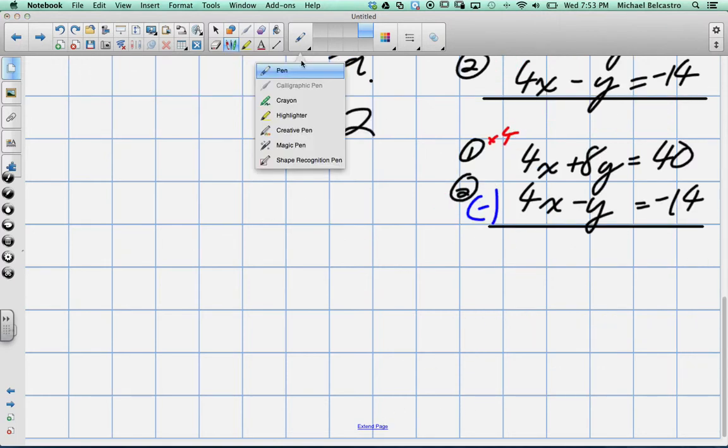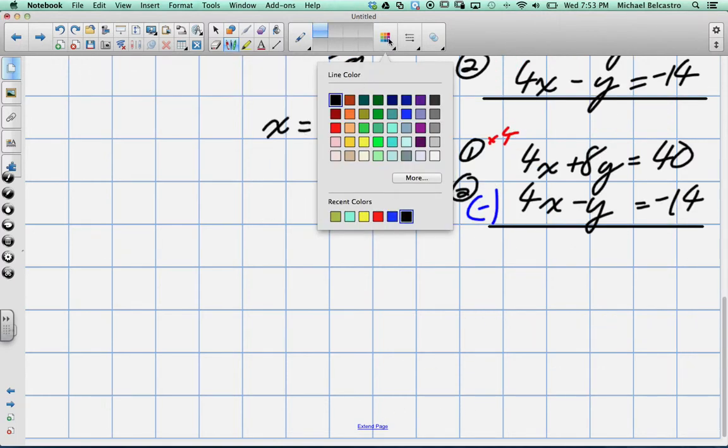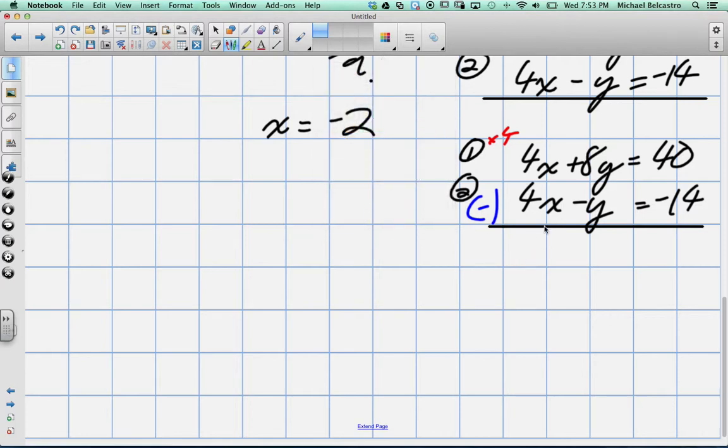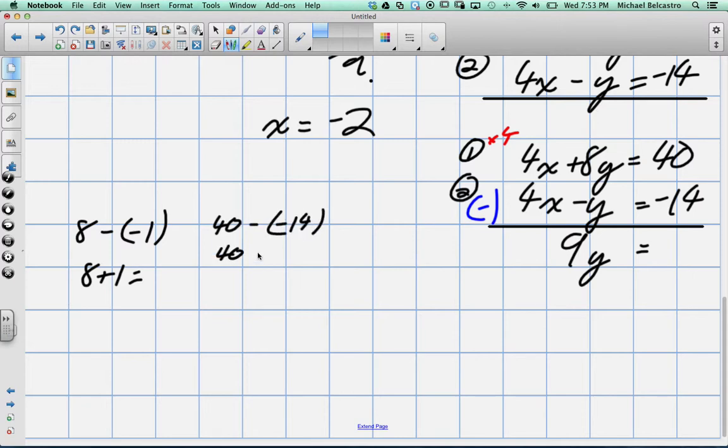So 4x subtract 4x will give us what? 0. Do I need to write it in? No, not important. There's a little trick here. 8 subtract negative 1, I'll write it on the side here, is the same as 8 plus 1. So what's that going to give us? A 9. Yeah, so we get 9y. And the last one, same idea, a little tricky. 40 subtract negative 14 is the same as 40 plus 14. So that's going to give us 54. Yeah, you got it.